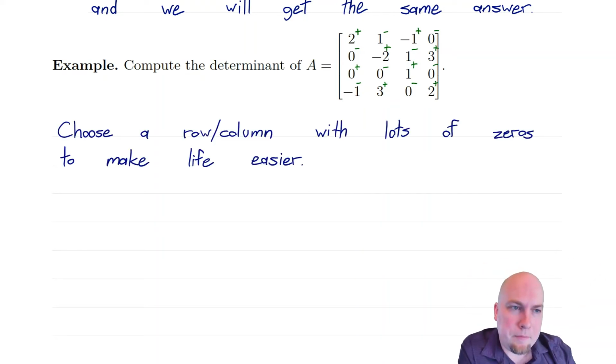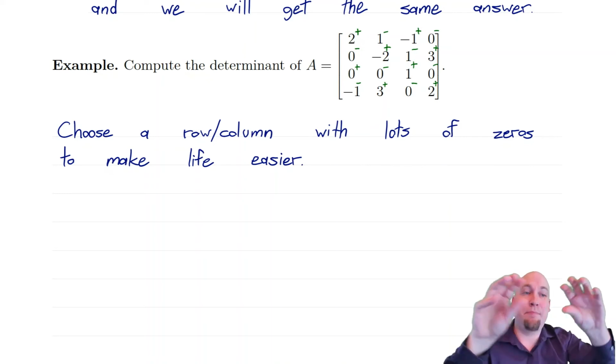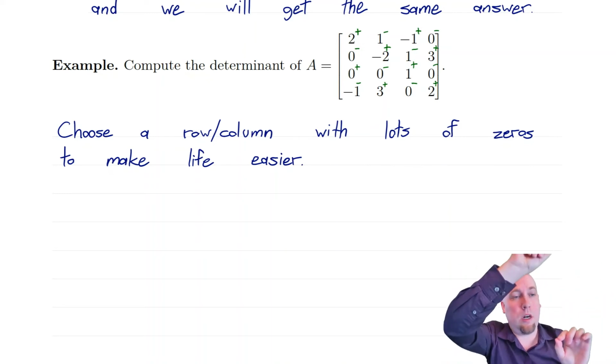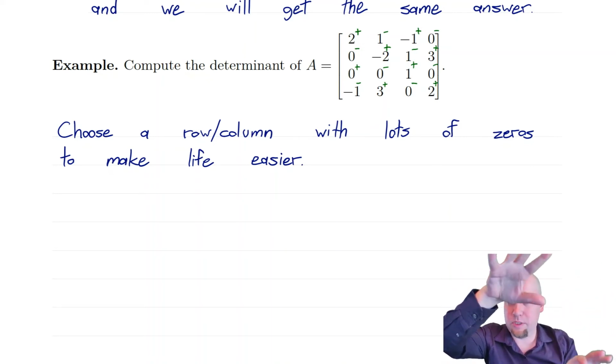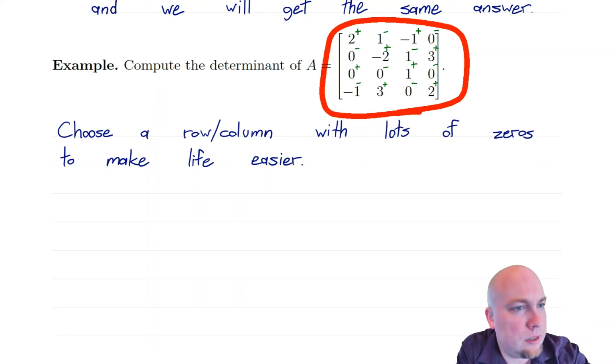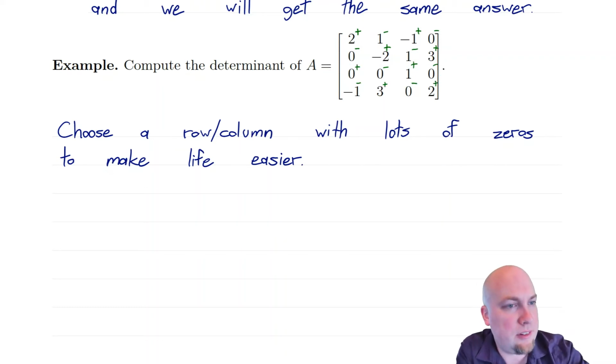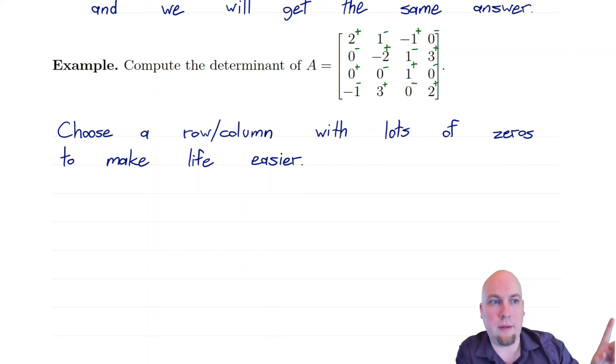Now, to make cofactor expansions easiest to use, we're going to want to expand across a row or column that has lots of zeros in it, and we'll see why in this example. In this matrix, I look for a row or column with lots of zeros. In particular, this third row has lots of zeros. In fact, it only has one non-zero entry.